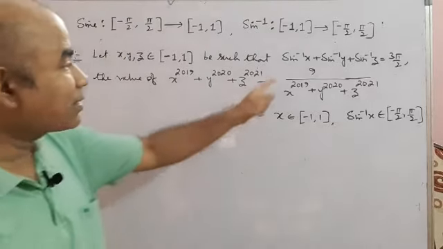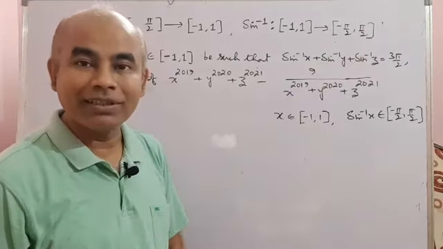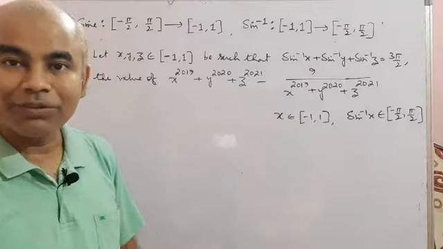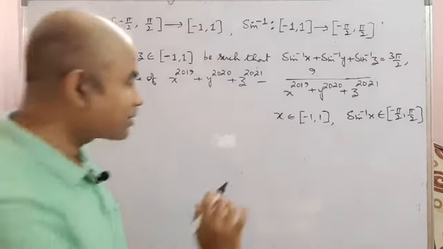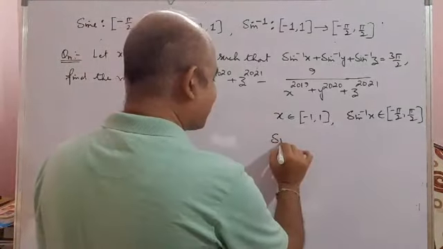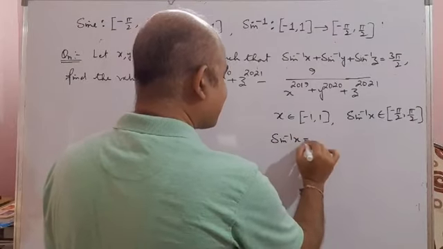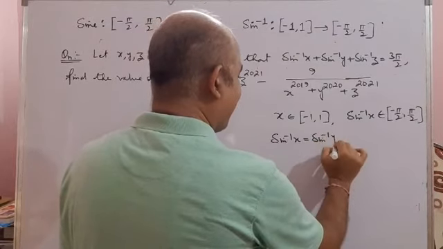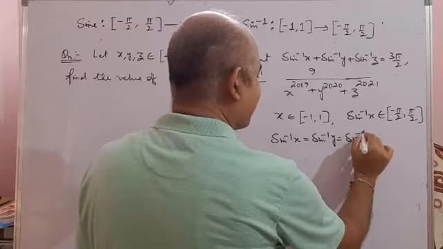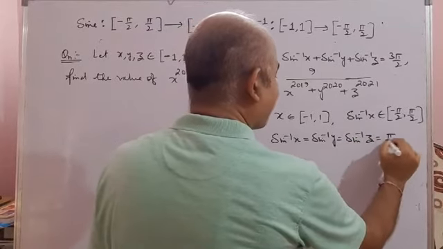Now sin⁻¹x + sin⁻¹y + sin⁻¹z, their sum is 3π/2. So we have different possibilities. One of the possibilities is this one, that sin⁻¹x, sin⁻¹y and sin⁻¹z are all equal to π/2.